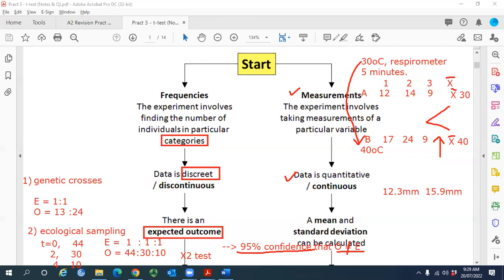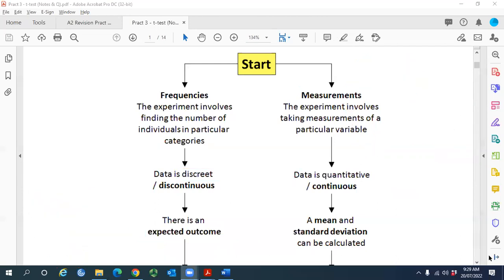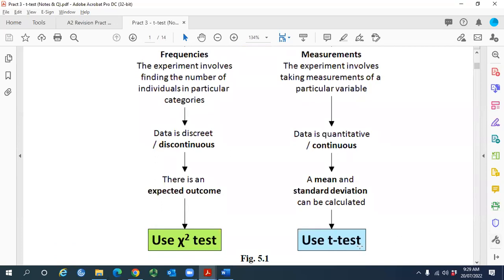So the test that we're going to learn today here is actually called the t-test. Use t-test.